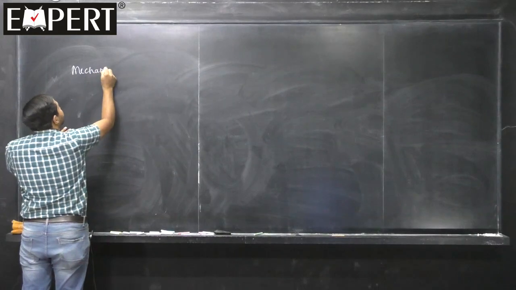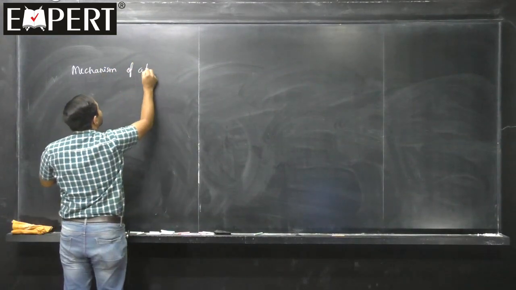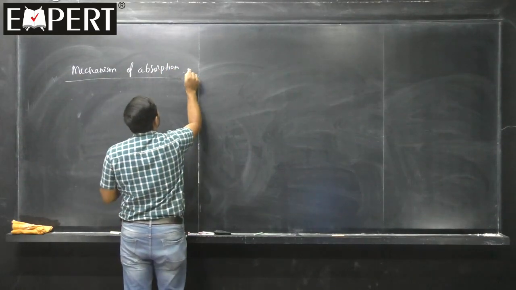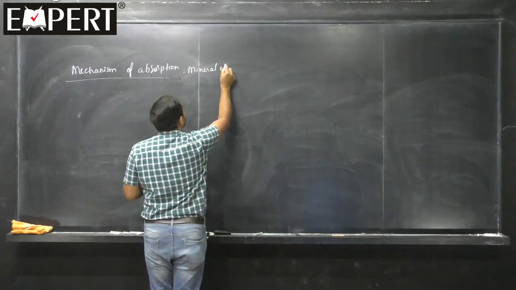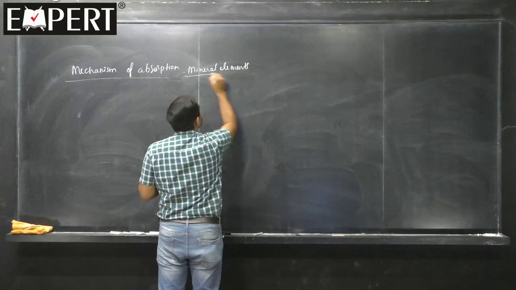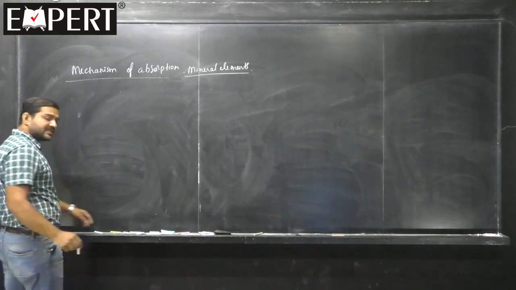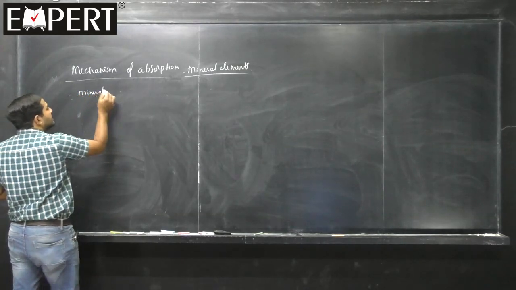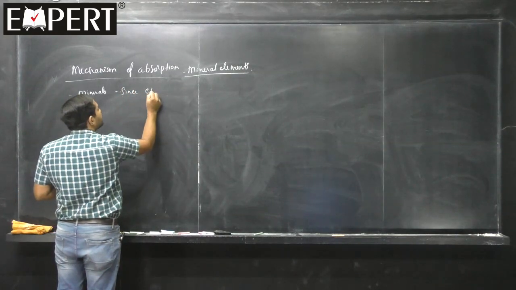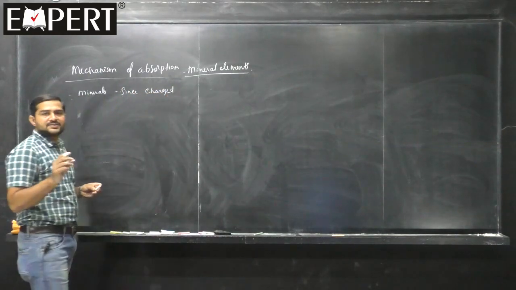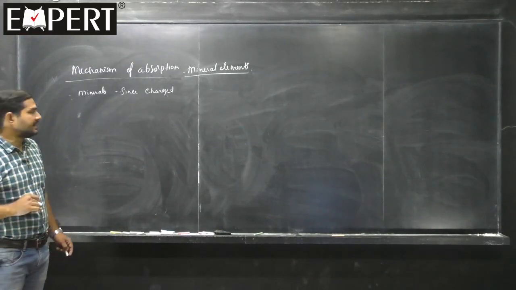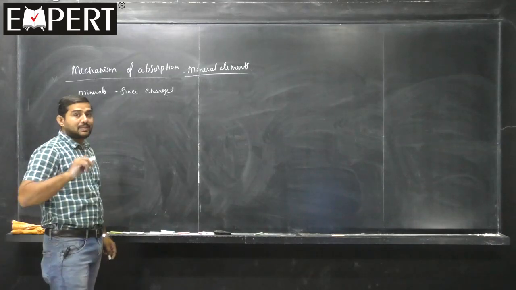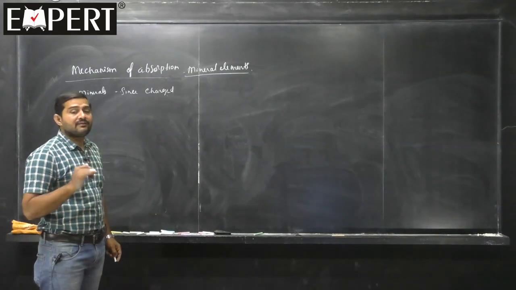Mechanism of absorption of mineral elements. Students, all of you see here quickly: since the minerals are charged, the absorption method will be different. Simple diffusion generally becomes difficult, because K plus, Mg plus are in ionic form, right? Ionic form.